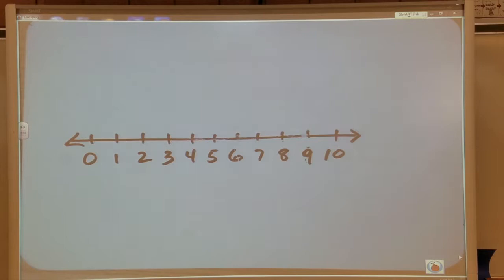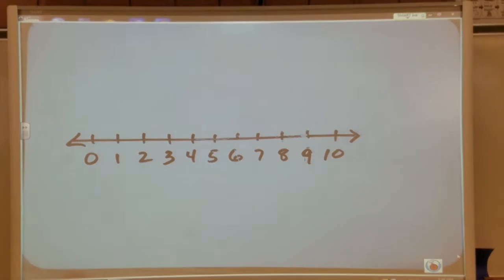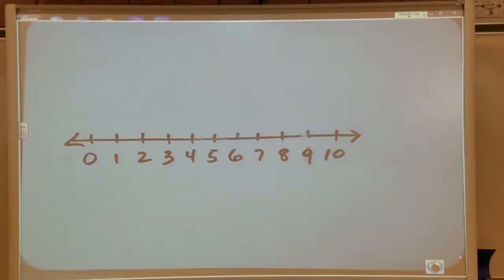These are strategies for subtraction within 10. Once again, I'm going to utilize the number line as a tool for subtraction. And these are the last group of facts. It's about 10 or 11 facts.